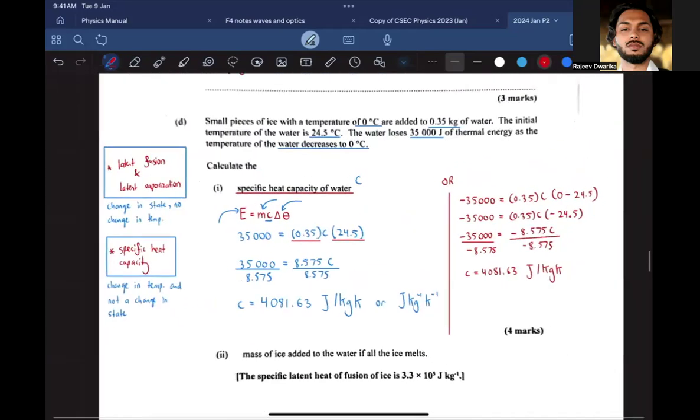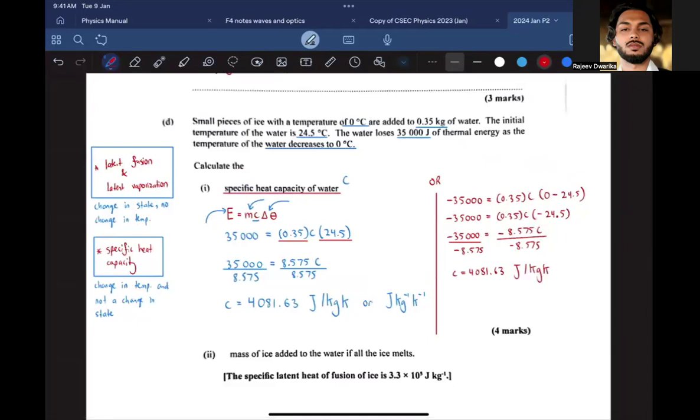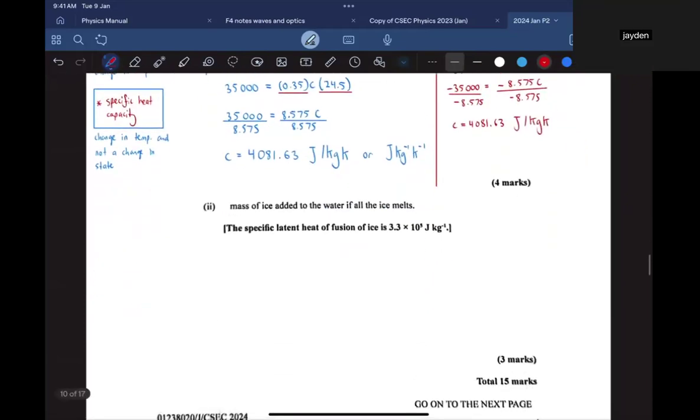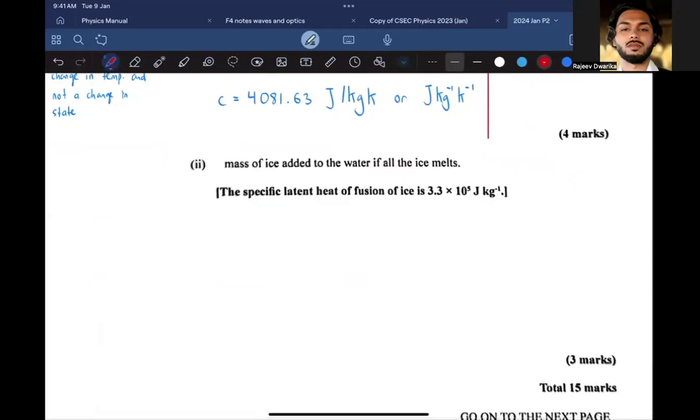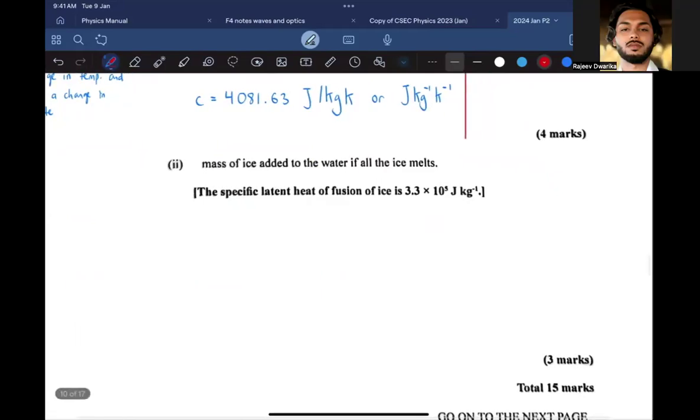Jaden, is there anything here you did not understand? No, sir, I understand. All right. Justin, let me do part two. Part two: mass of ice added to water if all the ice melts. Okay, so how will we do this, Justin?